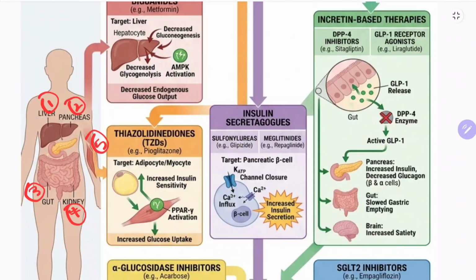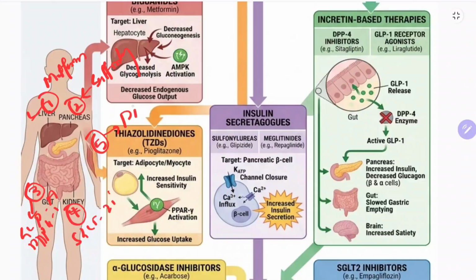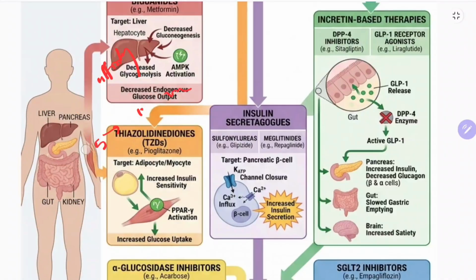They act at different sites. Liver: an example is metformin. Pancreas: sulfonylureas, acting on the beta cell. Gut: GLP-1 agonists and DPP-4 inhibitors. Kidney: SGLT2 inhibitors. Skeletal muscle: pioglitazone, preferably. So these are the 5 sites of action mainly.